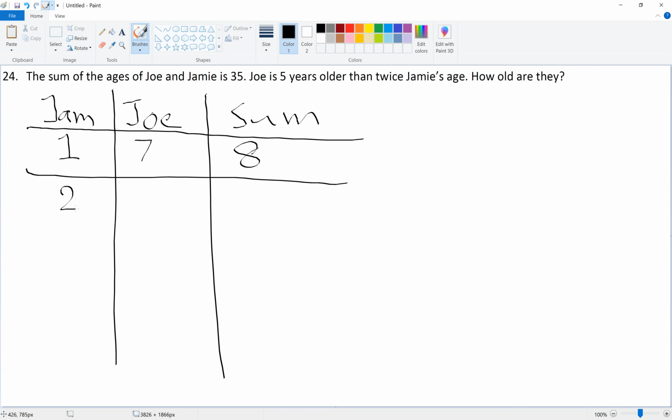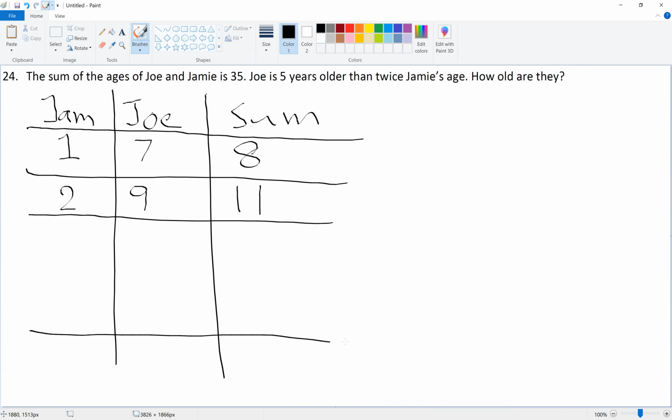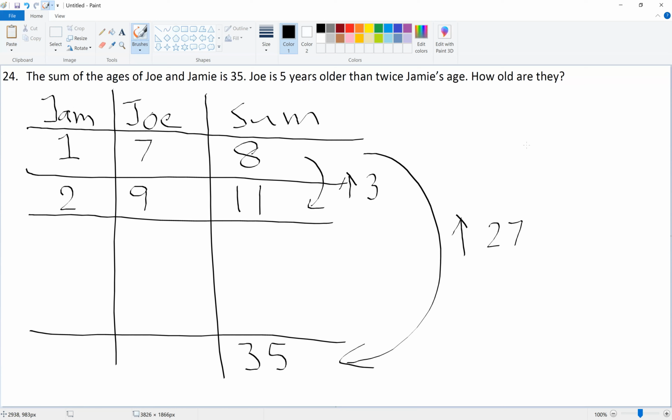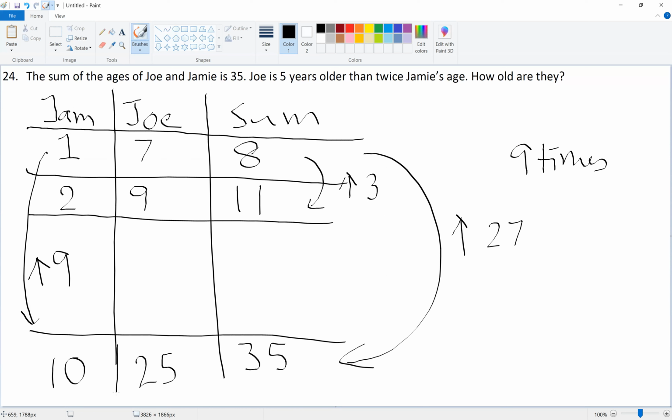And if we do 2, then it would be 9. So the total is 11. And can I use the pattern? Yeah, so the difference between those two is 3. The difference between those two is 27. So I have to do 9 times. So if I do 9 times, that would be 10. And then 2 times 10 is 20 plus 5, which is 25. And the total is 35.